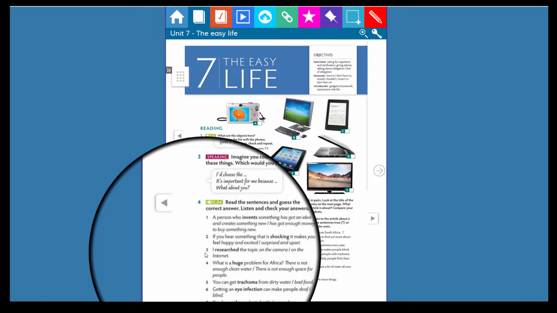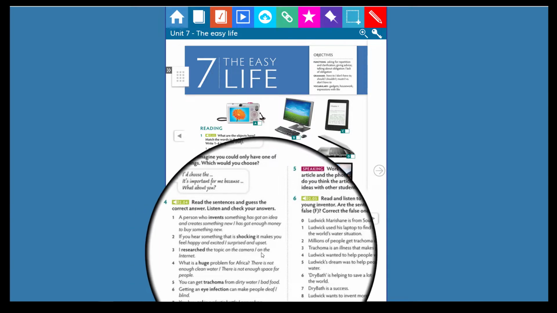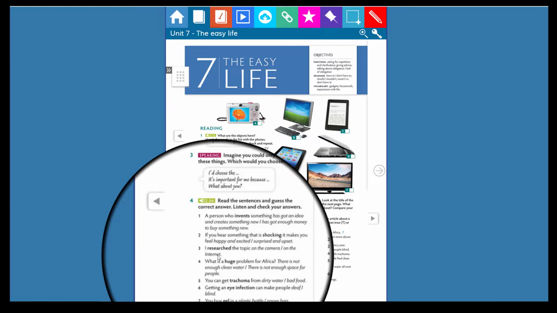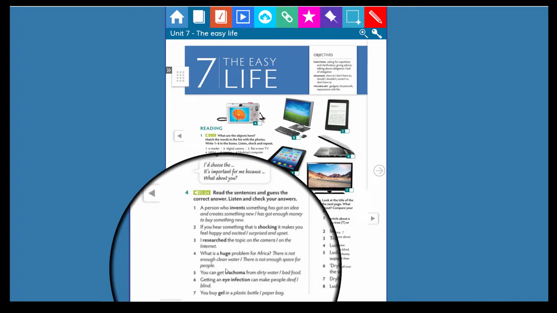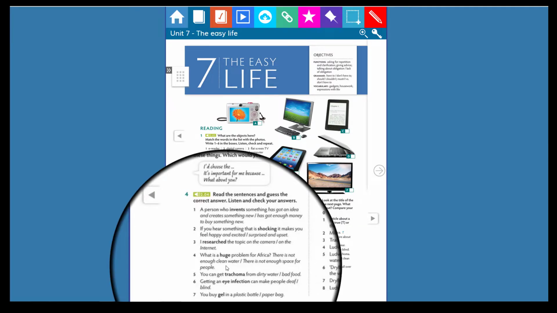Number 3, I researched the topic on the camera or on the internet. The correct option is on the internet. Number 4, what is a huge problem for Africa? There is not enough clean water. There is not enough space for people. The correct answer is there is not enough clean water.